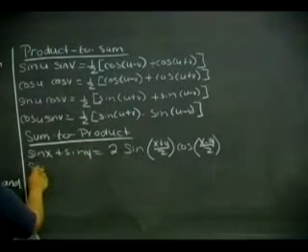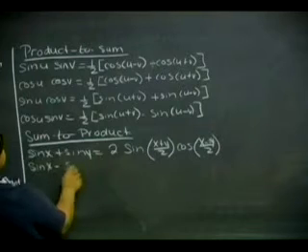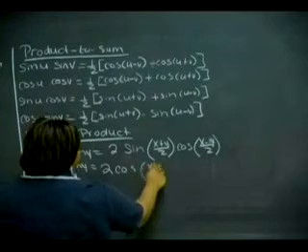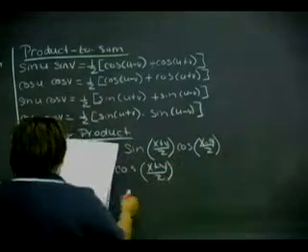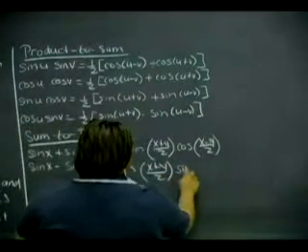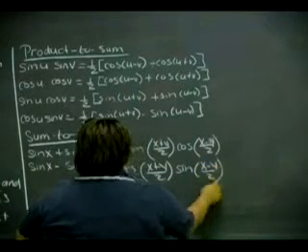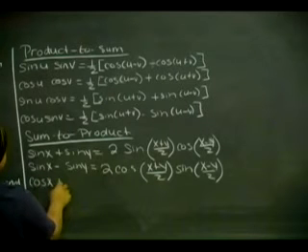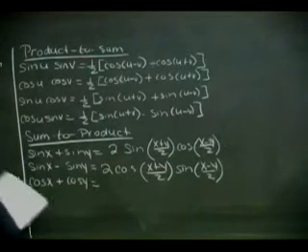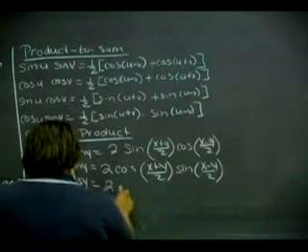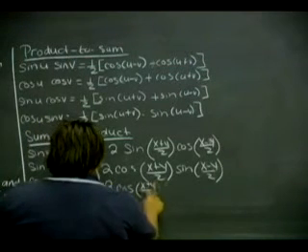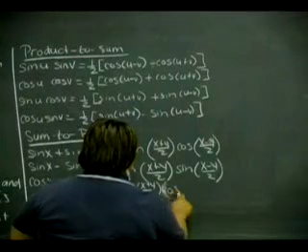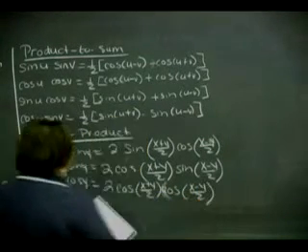We have sine X minus sine Y. It is 2 cosine X plus Y divided by 2 times sine X minus Y divided by 2. And then cosine X plus cosine Y is 2 cosine X plus Y divided by 2 times cosine X minus Y divided by 2.